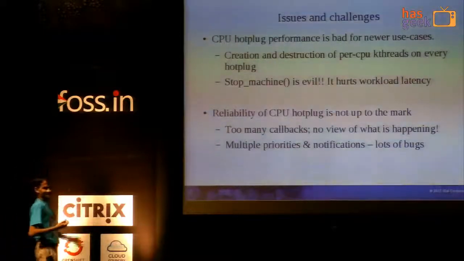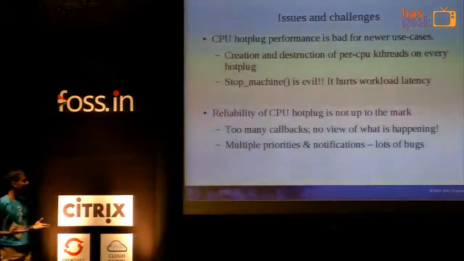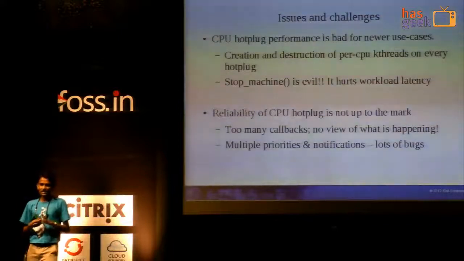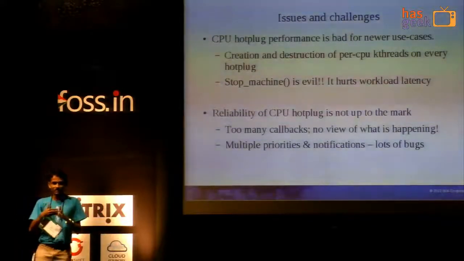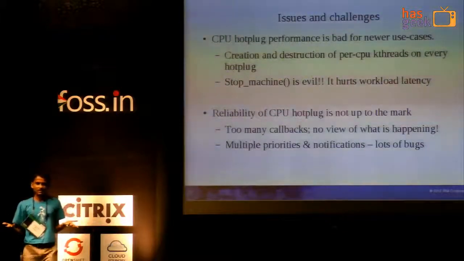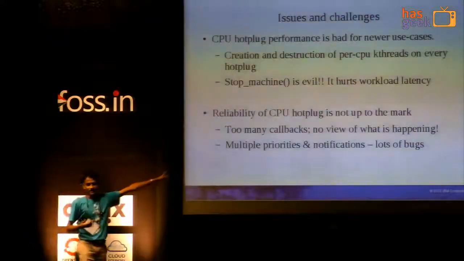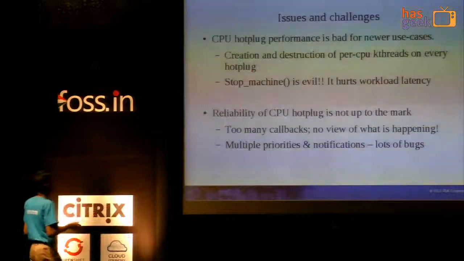Then stop machine, yeah, it's evil. You block everybody, you stop everybody with interrupts disabled for a long time and run the CPU doing notifiers. The number of those notifiers can be arbitrary, so how long will you keep interrupts disabled on all CPUs? That's just not good, right? It can hurt workload latency. You take one CPU offline, everybody is stopped, which is not good.